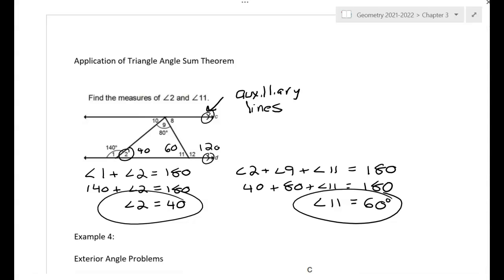If angle 12 is 120, what does angle 8 have to be? It's SSI. So angle 8 has to be 60. Take a look at angle 10. Angle 10 is SSI with the 140. So angle 10 has to be 40.